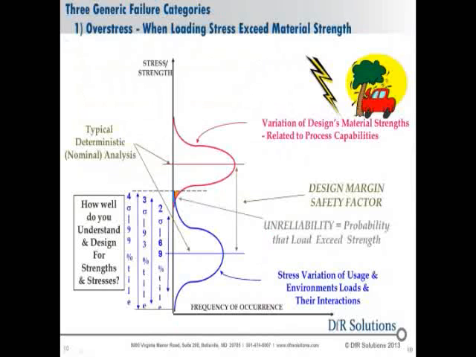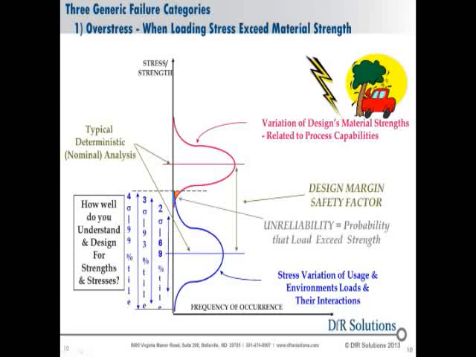Now, in the physics of failure vernacular, we identify three general categories of failures. The first one is what we call the overstress failure. This is when the stresses that are applied to your product or device, and in this case stress can be an electrical or a thermal stress or a mechanical load, a compressive load or a tensile load. It can be vibration, whatever.